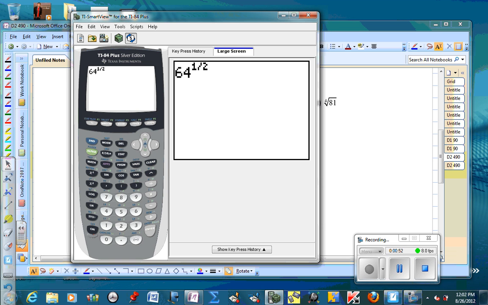If your calculator doesn't behave the same way when you press the caret button, that means you have the old operating system for a calculator. I can update that for you here in school, or I can show you how to update it at home if that's what you want to do. Well, now we've typed our expression, we'll simply press enter, and you see that 64 to the 1/2 power is 8.